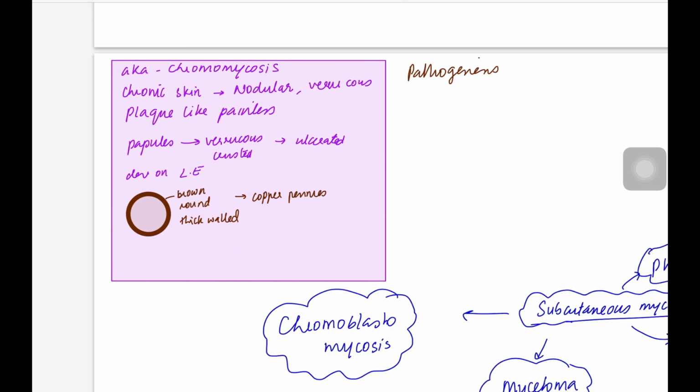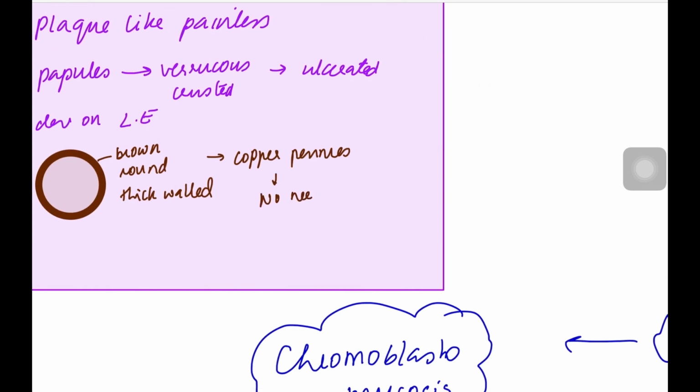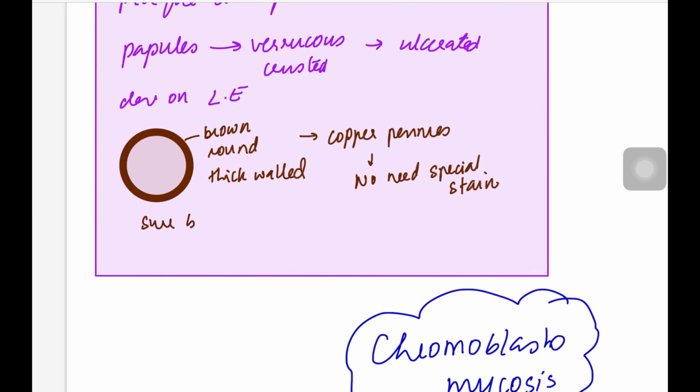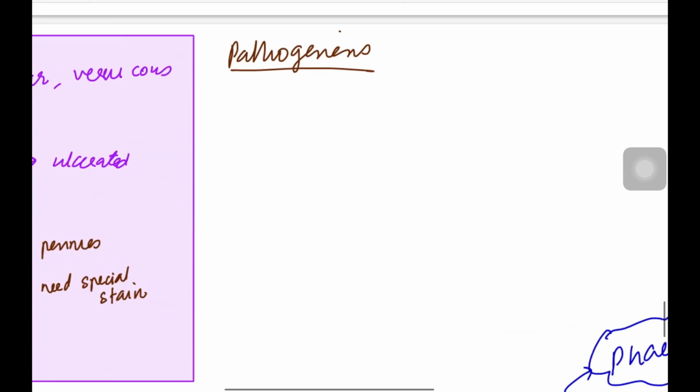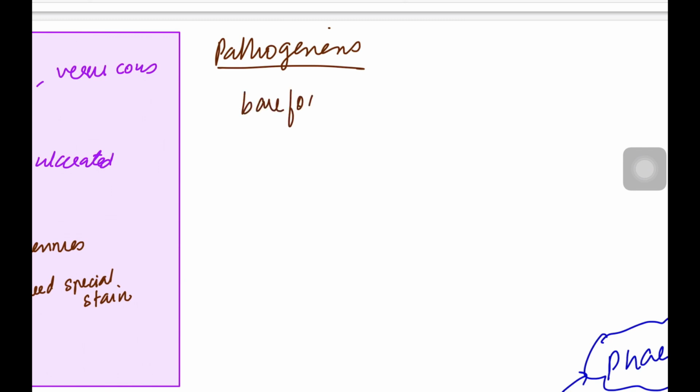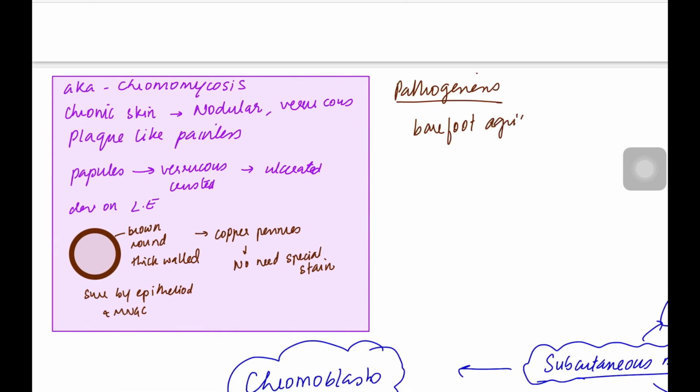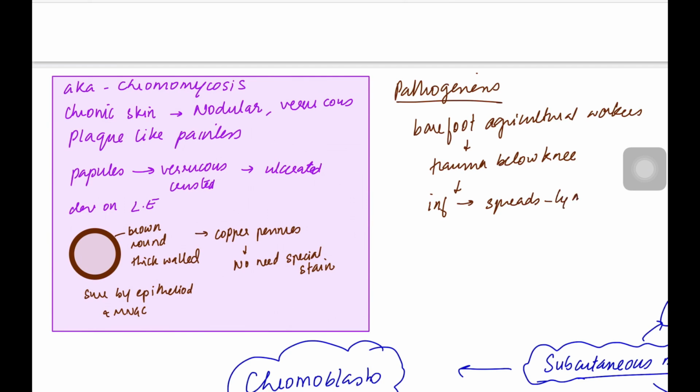The fungus is inoculated by trauma, usually below the knee, and the infection spreads by contiguous growth and through lymphatics. Eventually it may involve the entire limb, and there is usually no extension of infection to adjacent structures. Long-term complications can involve bacterial superinfection, chronic lymphedema, and development of SCC. So this is the pathogenesis. It's mainly seen in barefooted agricultural workers, and it spreads by lymphatics.